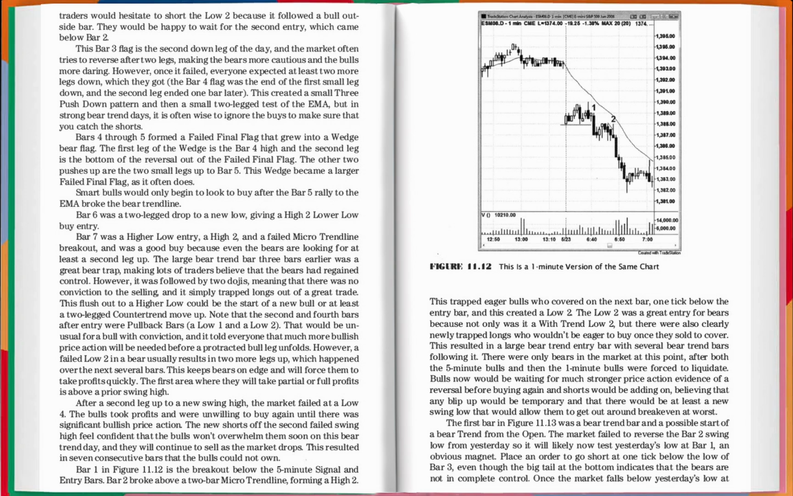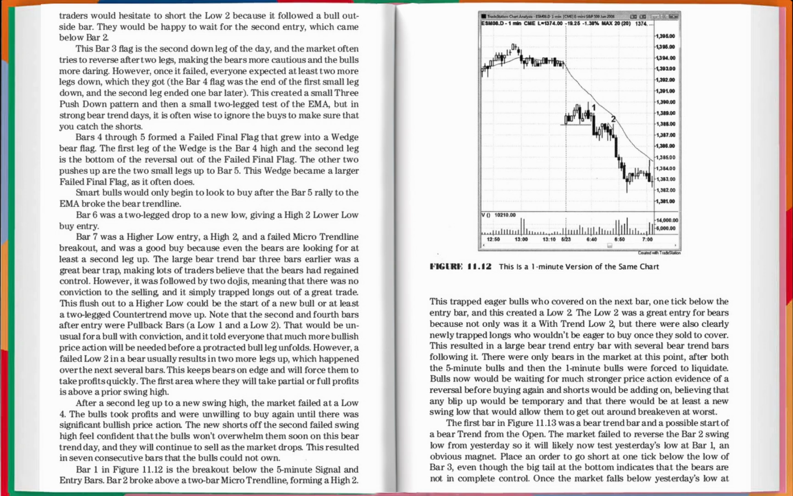The large bear trend bar 3 bars earlier was a great bear trap, making lots of traders believe that the bears had regained control. However, it was followed by 2 dojis, meaning that there was no conviction to the selling, and it simply trapped longs out of a great trade.